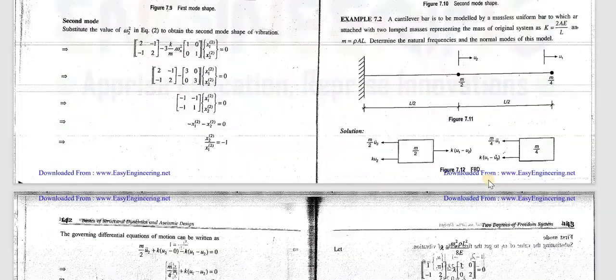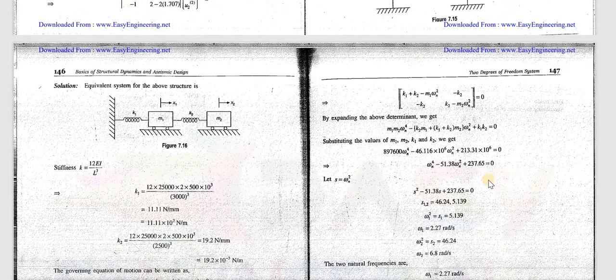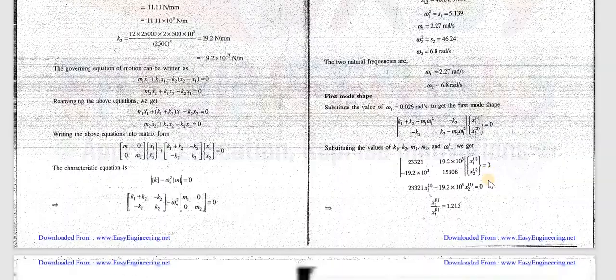So I am writing the equation. Okay, there is a small change here. Some mistake is there. Instead of omega 1, you have to take 2.27 radians per second. So I am just substituting here instead of omega 1. K1, K2, omega, everything I know. I will be getting an equation like this: 23321 x1 minus 19.2 into x2 is equal to 0. So here I can write x2 by x1 is equal to 1.215.